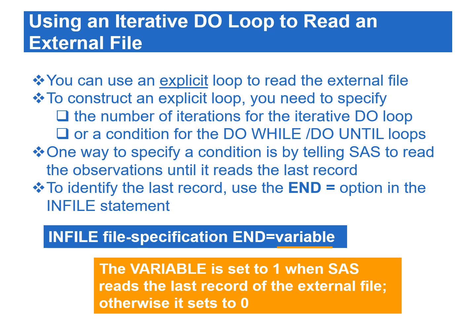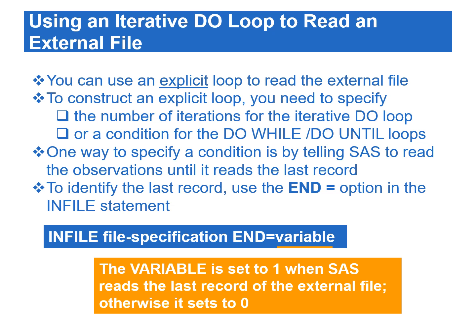Alternatively, we can use an explicit loop to read an external file. To construct an explicit loop, we need to either specify the number of iterations for the iterative do loop, or we need to specify a condition for the do while or do until loops. One way to specify a condition is by telling SAS to read the observations until it reads the last record.